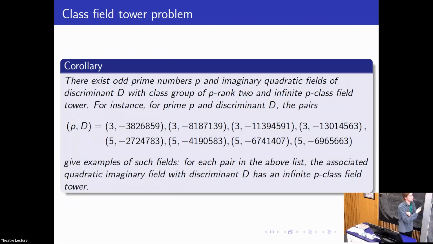And as a corollary of that, we give the first examples of imaginary quadratic number fields with class group of p-rank 2 and infinite towers. So you can see that if I take the prime P and the discriminant D, then all these pairs give examples of fields with an infinite p-class field tower. This is the list of examples. Any questions before I move on?